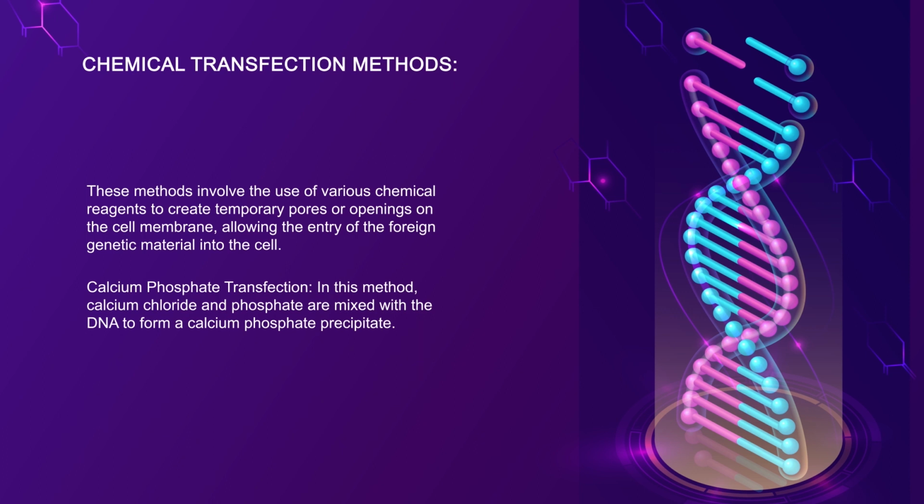There are several types of transfection methods that come under chemical transfection, out of which the predominant and most popular method is known as the calcium phosphate transfection method, in which calcium chloride and phosphate are mixed with DNA to form a calcium phosphate precipitate. The precipitate adheres to the cell surface and is taken up by the cell through endocytosis. Once inside the cell, DNA is released and transported into the nucleus.